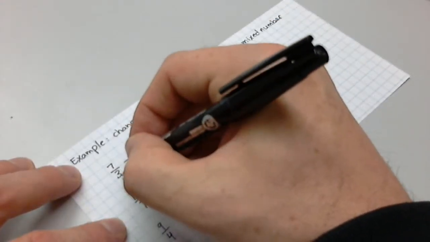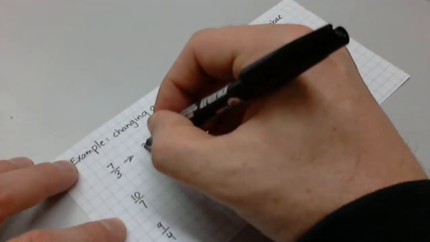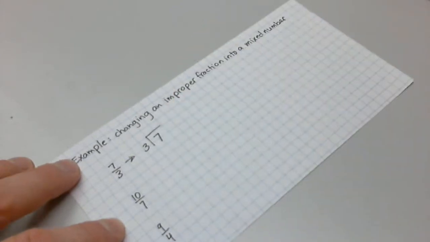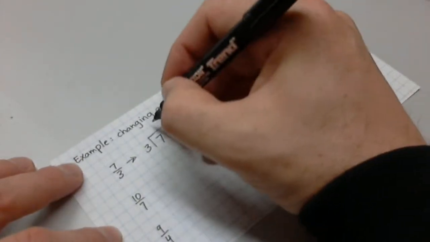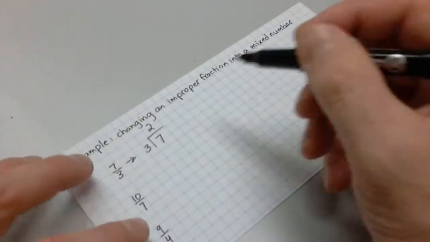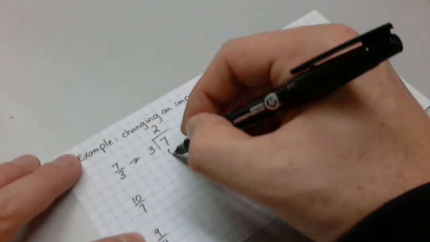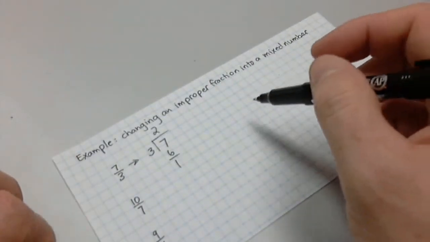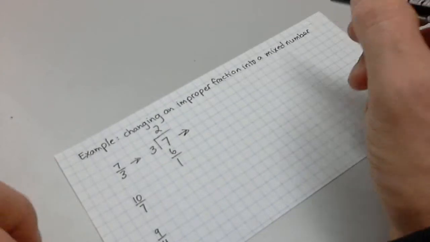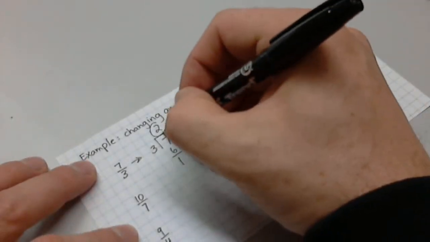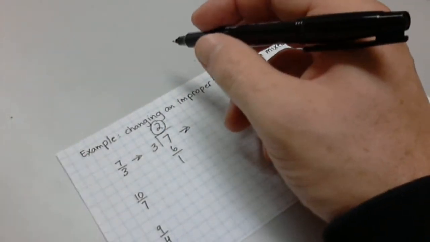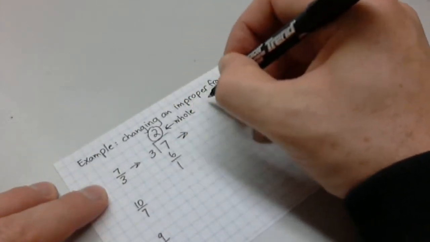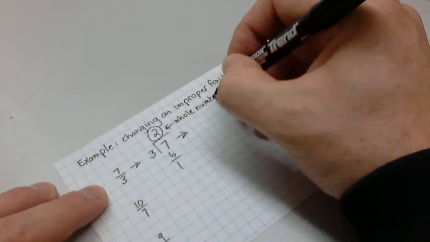So I'm going to take the denominator, which is 3, and I'm going to divide it into the numerator, which is 7. I know that 3 goes into 7 2 whole times, because 3 times 2 is 6, and then there's my remainder. Okay, now the way we use these numbers to create our mixed number is this number up here becomes our whole number.